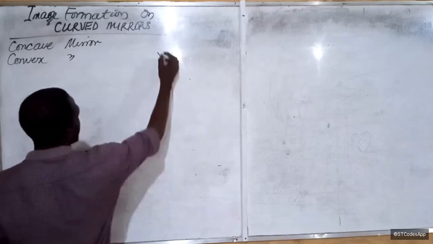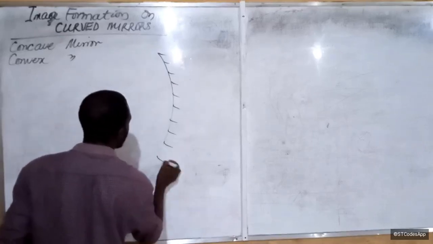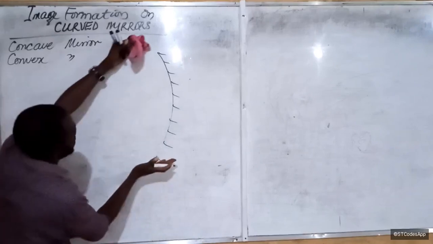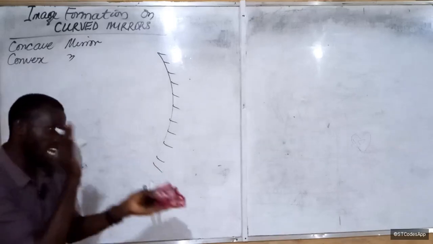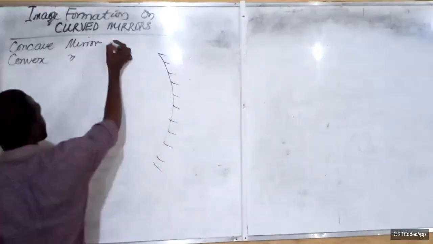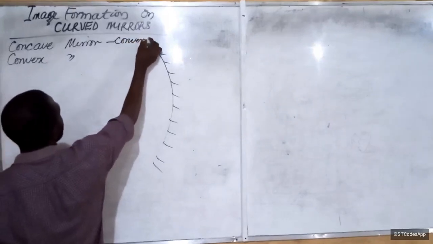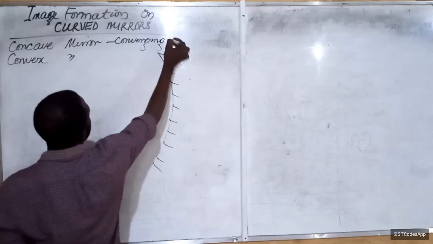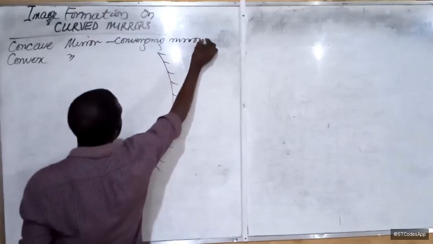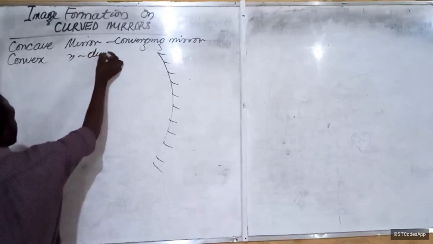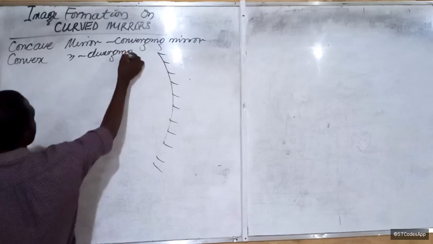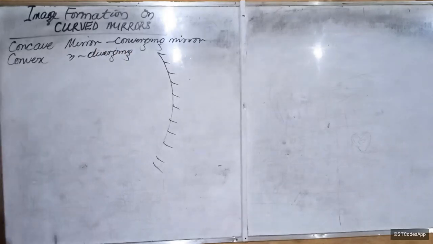Another name for a concave mirror is this. Looking at this, what do you see it doing? It's converging, isn't it? It looks like it's closing in on something. So it's going to be called a converging mirror, while this will be called a diverging mirror. That's a convex mirror.